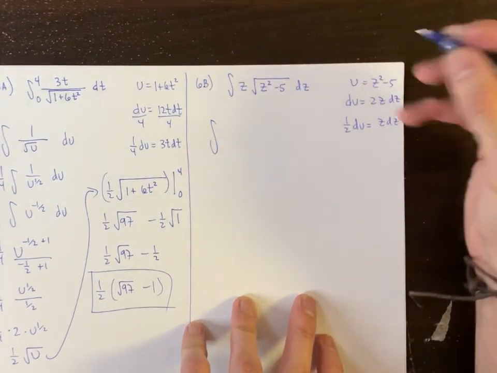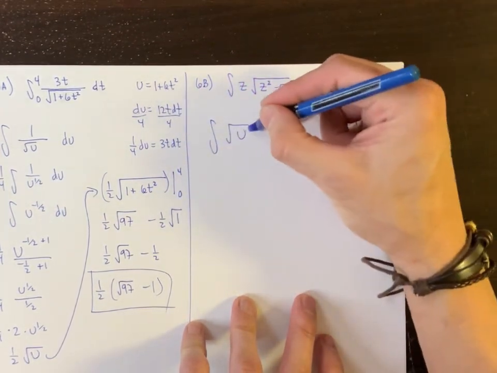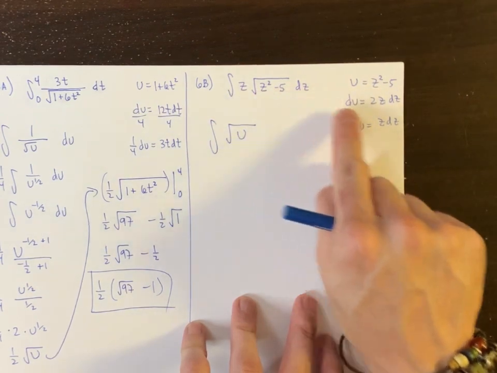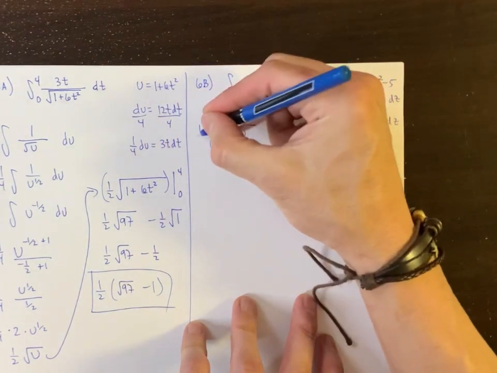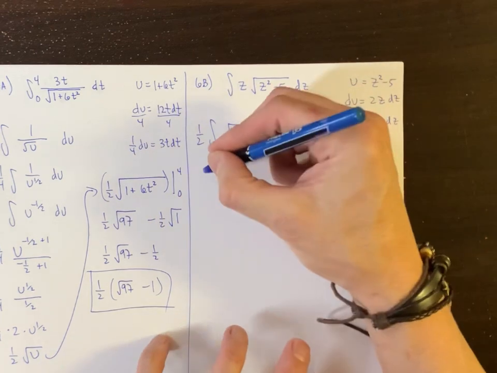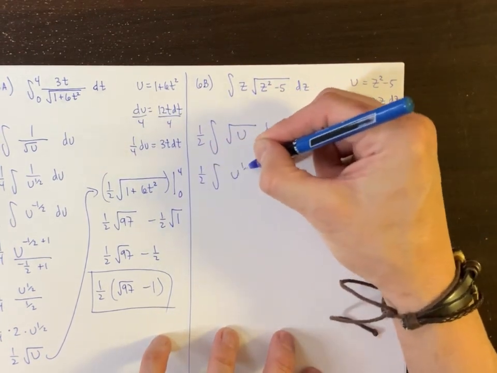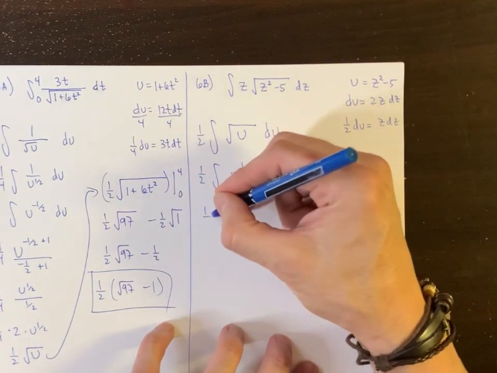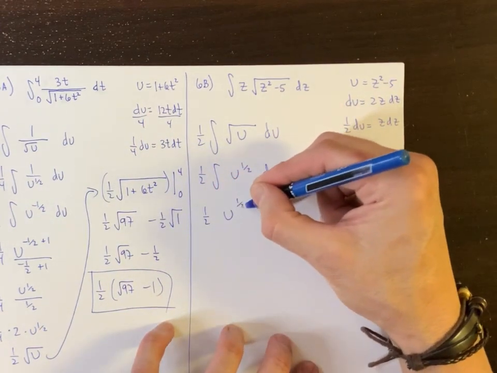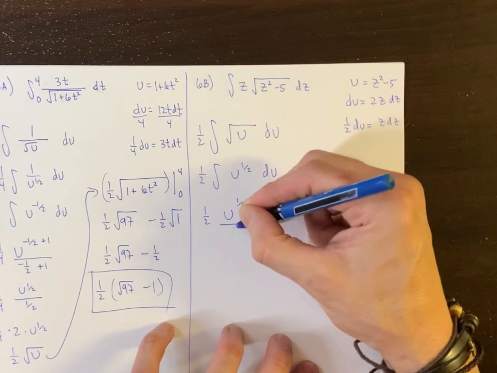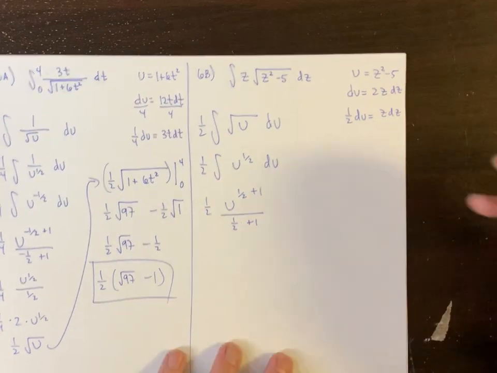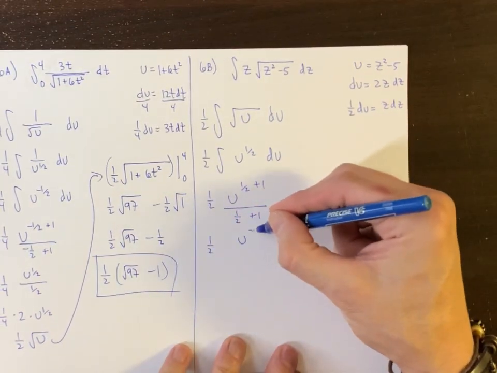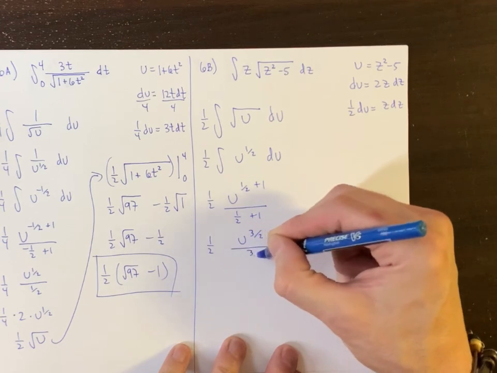So this would be, let's see, so this is a square root of u. And then we said z dz gets replaced by 1/2. There's your 1/2 du. So let's see, so this is 1/2. This is u to the 1/2 du. And now do the same thing as we did in the previous problem, like that power rule, but in reverse. You add 1 to the power and divide by the new power. So this is u to the 3/2 over 3/2.